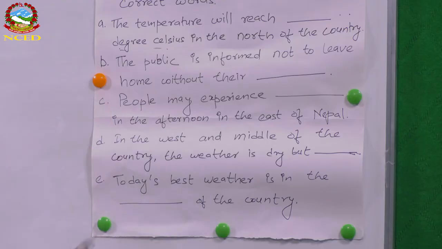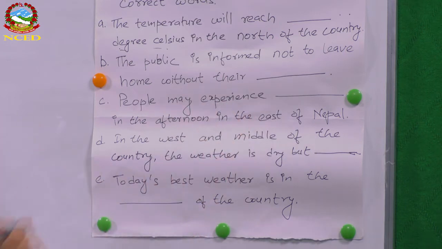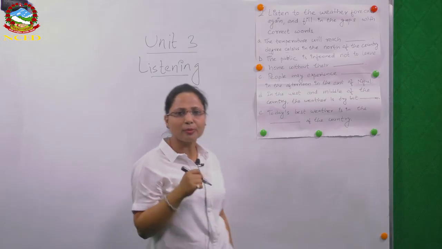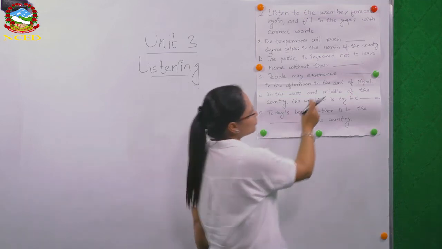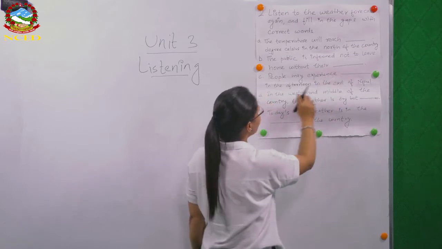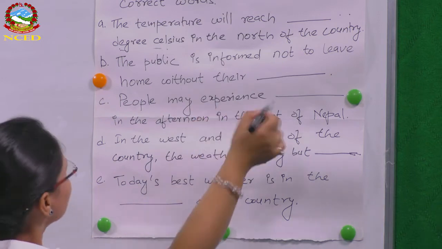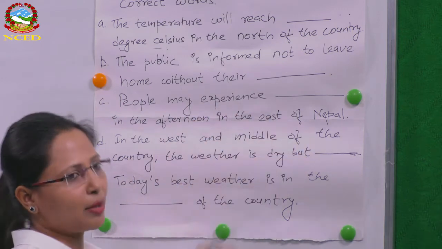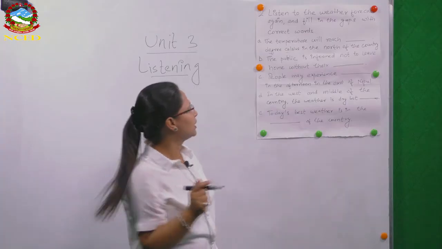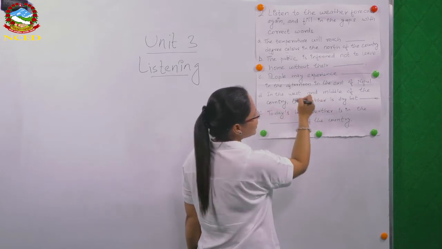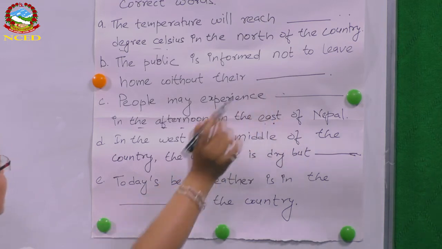Then number B, the public is informed not to leave home without their. So what we have to listen to is what the public are suggested to take with them while they are going out of home. Okay? So that could be a word or something like that. And number C, people may experience something in the afternoon in the east of Nepal. So what part do we have to listen to carefully? That is, what will be going on in the afternoon in the east? So that is the right answer here.